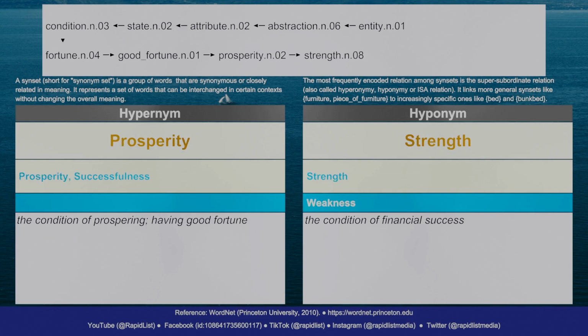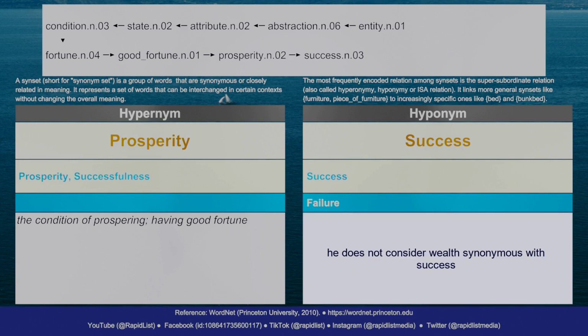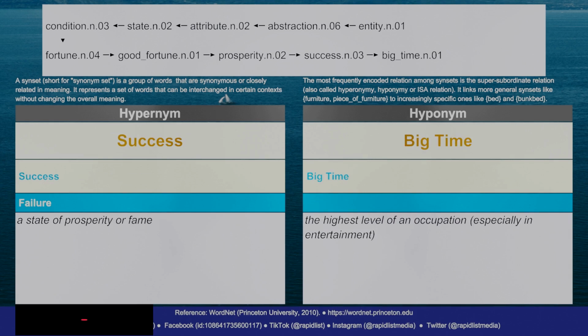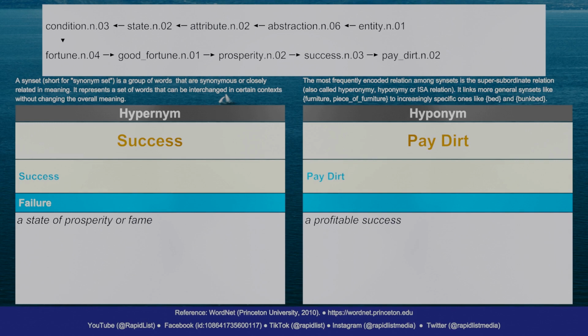Strength. The condition of financial success. The strength of the company's stock in recent weeks. Success. A state of prosperity or fame. He does not consider wealth synonymous with success. Big time. The highest level of an occupation, especially in entertainment. Pay dirt. A profitable success. The inventor worked for years before hitting pay dirt.